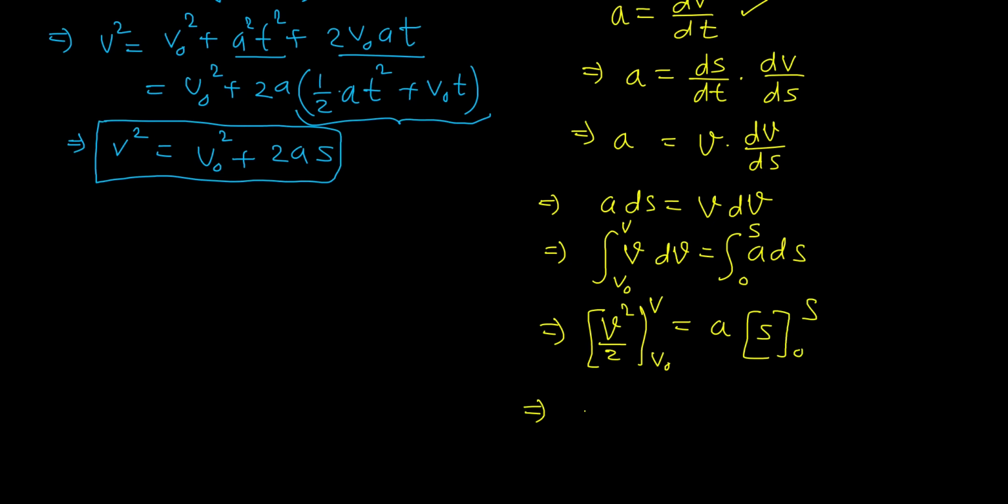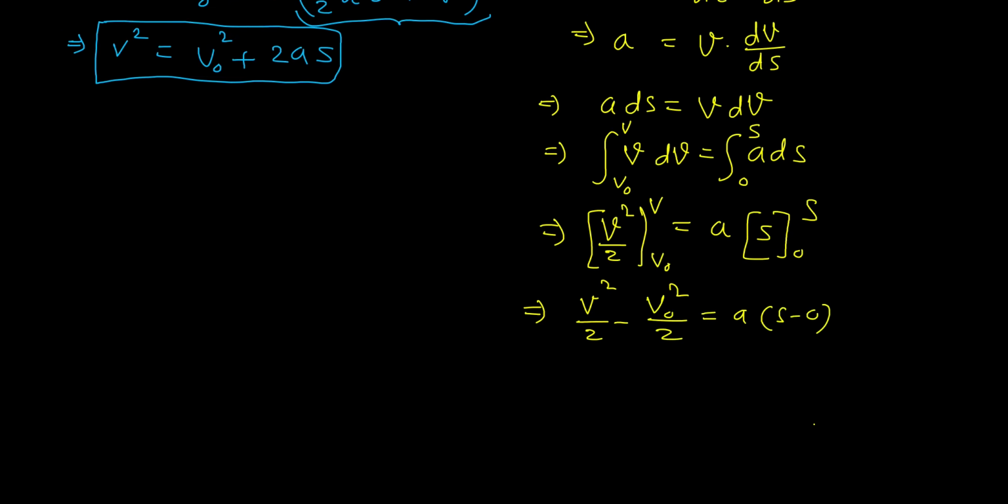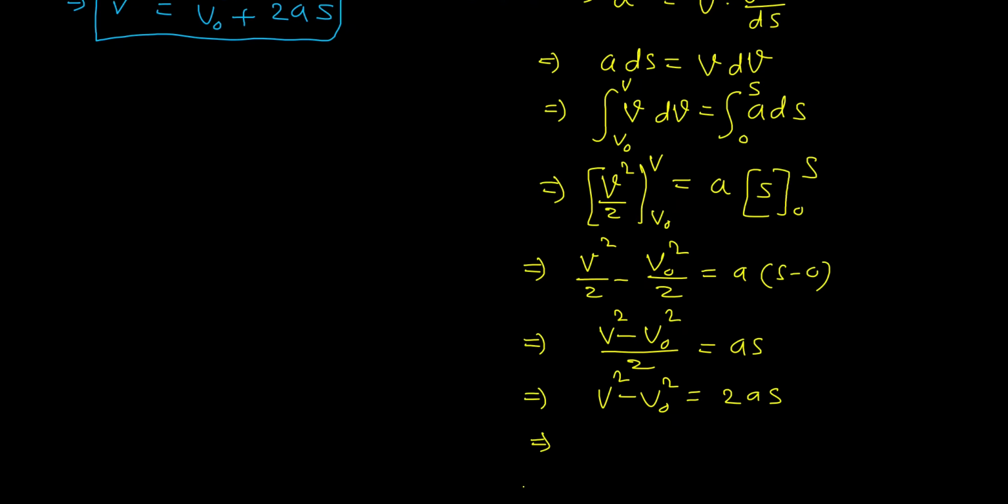Now let's put in the upper and lower limits. So it is v square by 2 minus v0 square by 2 is equal to a times s minus 0, and you can write v square minus v0 square together in the numerator, so v square minus v0 square divided by 2 is equal to a times s. You can transfer 2 to the right hand side, so v square minus v0 square is equal to 2as, or finally you get the third equation of motion as v square is equal to v0 square plus 2as.